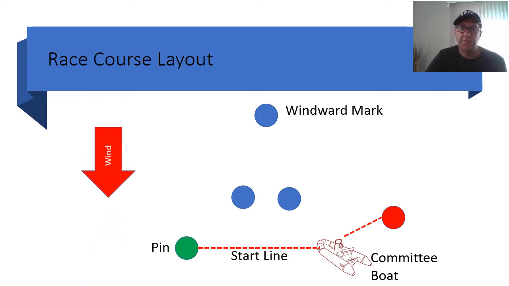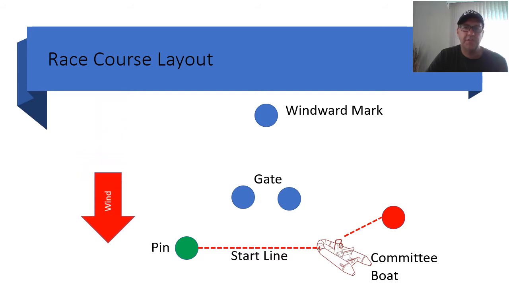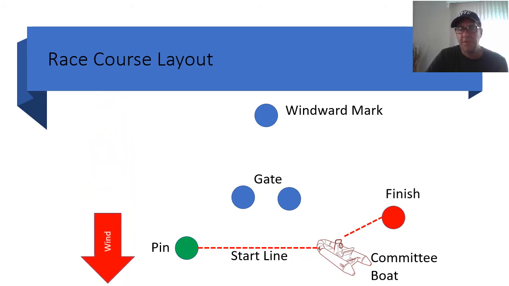Windward mark, I think everybody knows the windward mark. Gate, a little bit different than what you did last week. You go through the gate, you don't go around the gate. You go through and then back up. And then we have a finish line. So in any regatta, this is 99% of the time the layout that you're going to see.